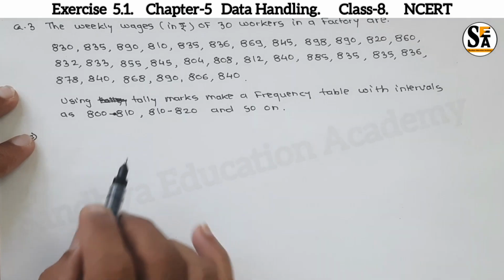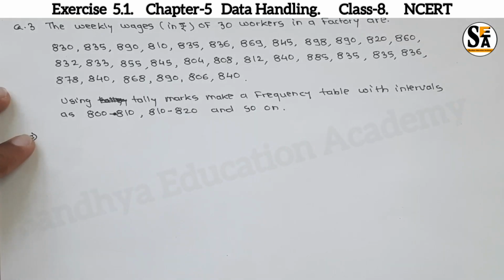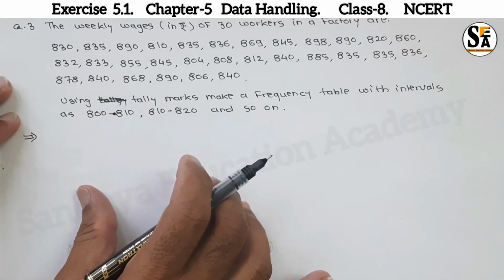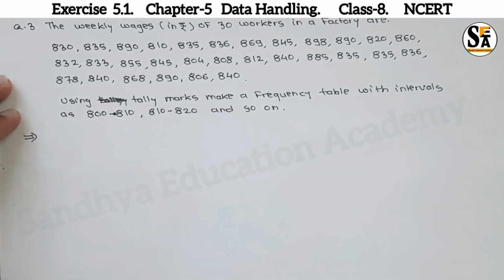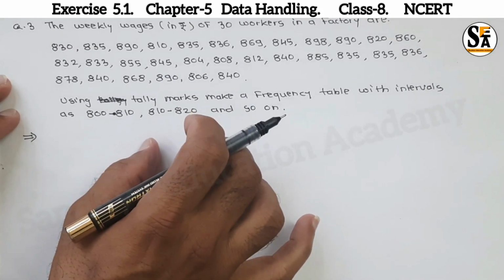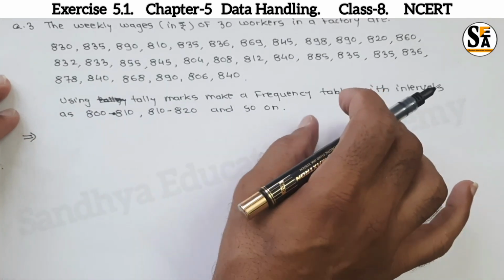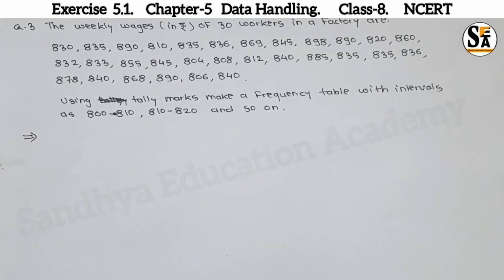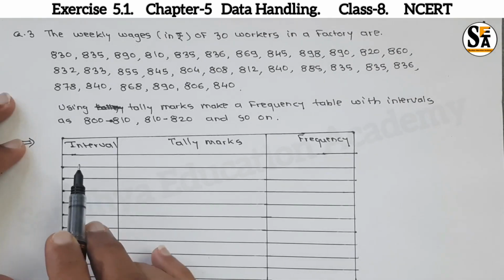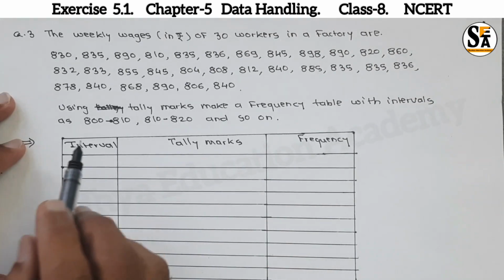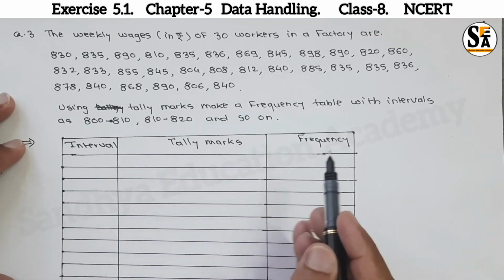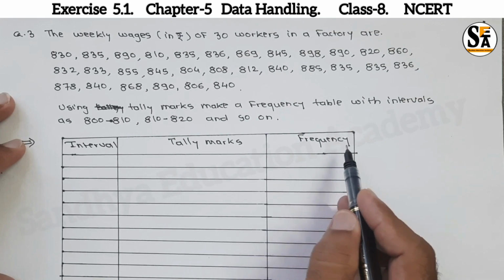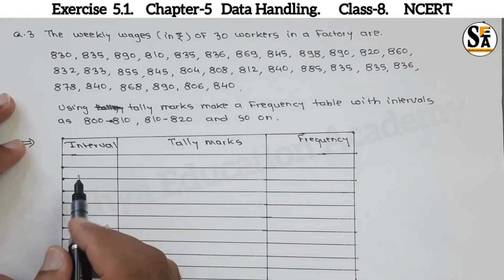So how to make a frequency table, we have seen in the last example. So let's start our solution and first make this table. In this table, the first entry will be interval, then tally marks, and then frequency, meaning numbers. So let's draw our table. Here we have drawn this frequency table. In the first column we will write interval, in the second column tally marks, and in the last column frequency. So let's start our activity.